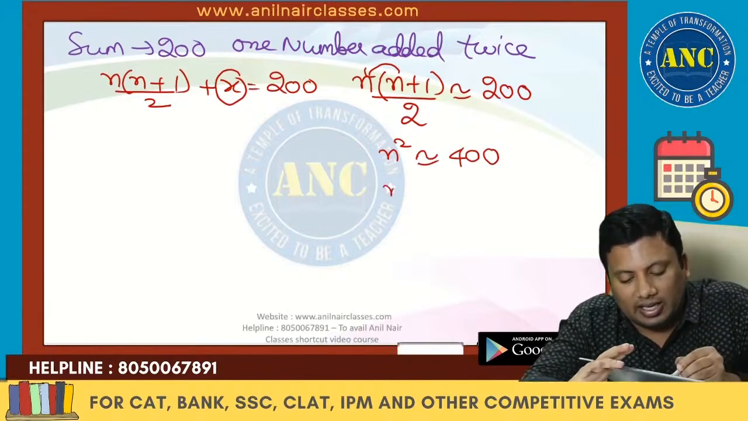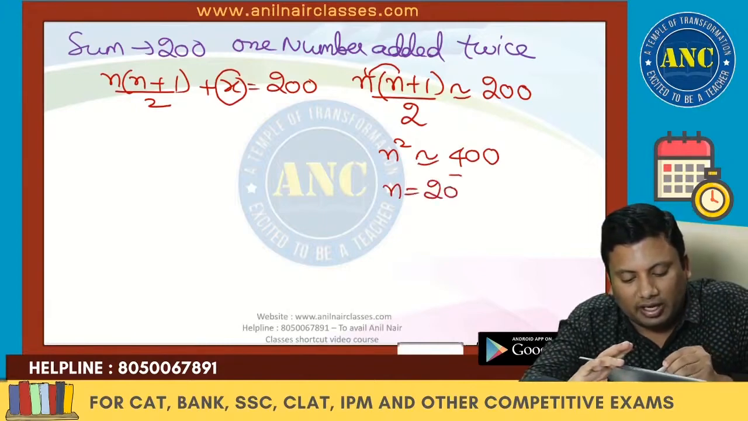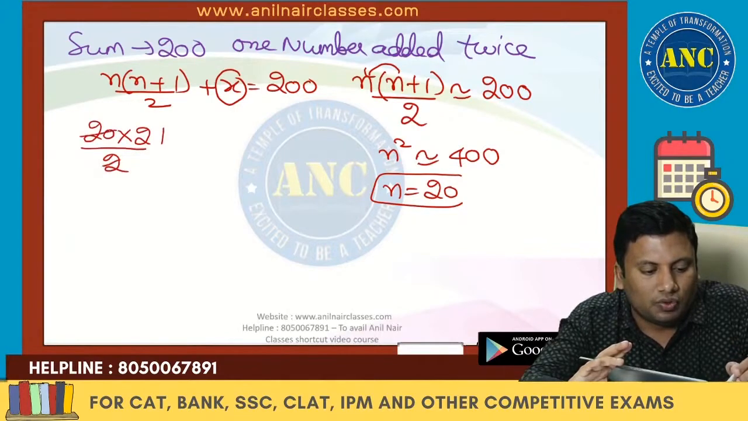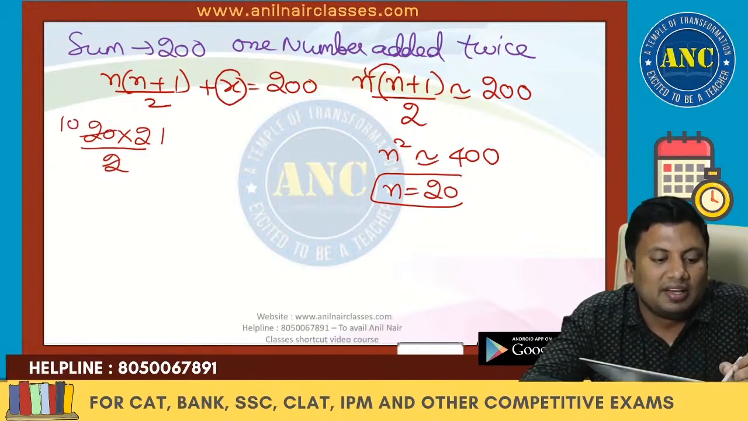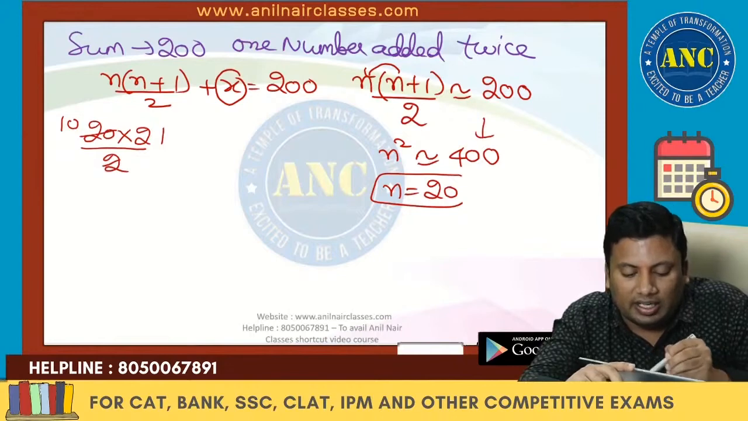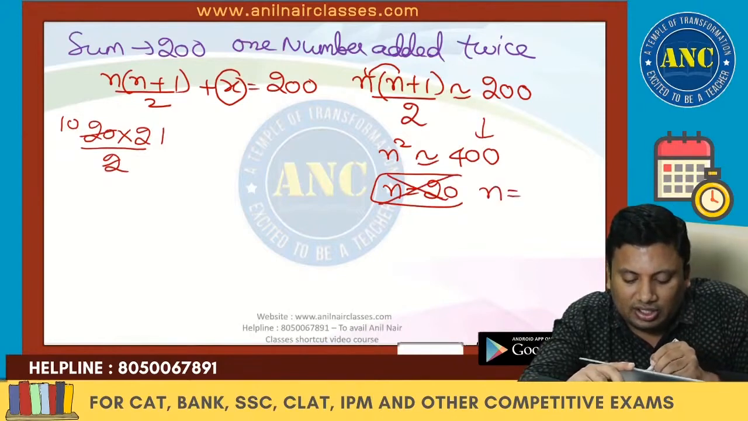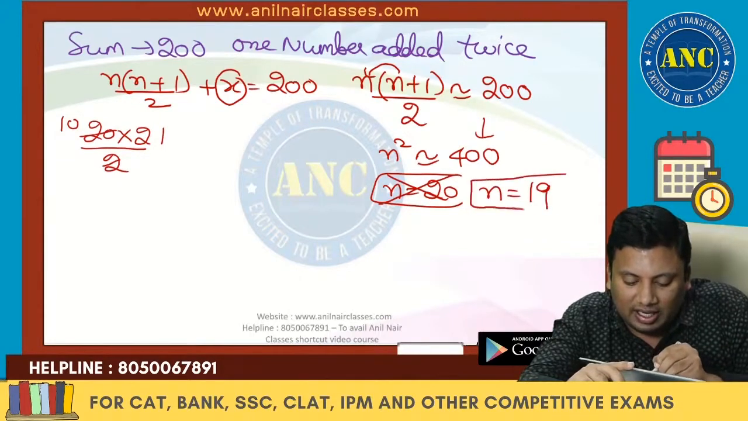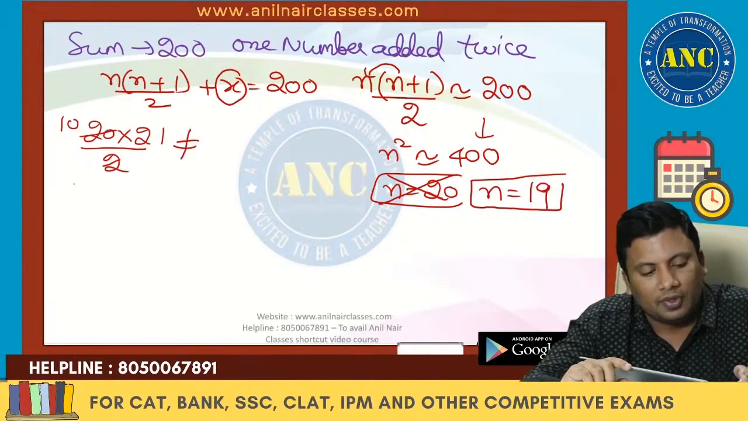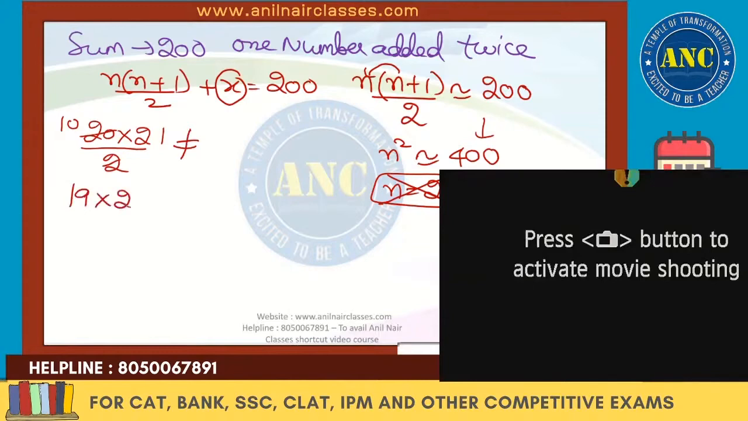So if I take n value 20, let us see. This is nothing but 20 into 21 by 2. 2 ones are 2, 21 tens are 210, it is happening. So even though it is a perfect square, just take the value just less than the perfect square. N is 19. 19 into 20 divided by 2, plus x is equivalent to 200.